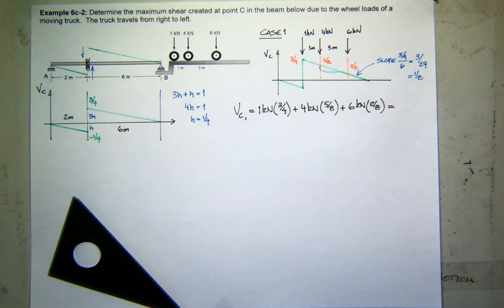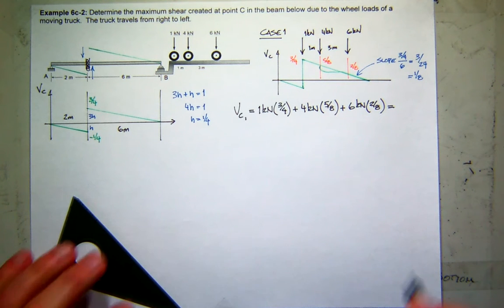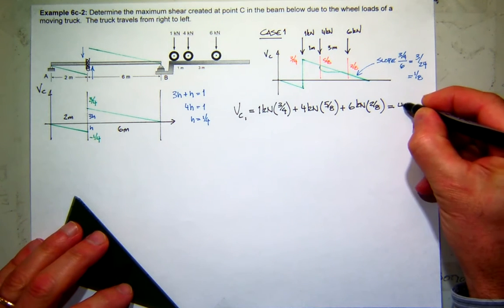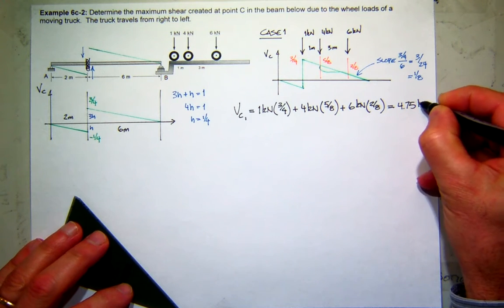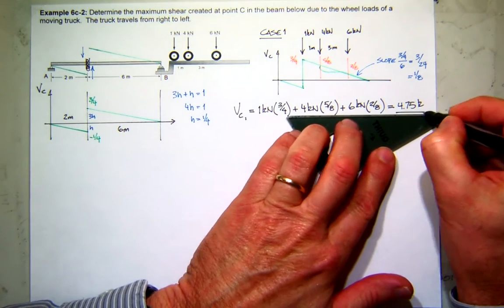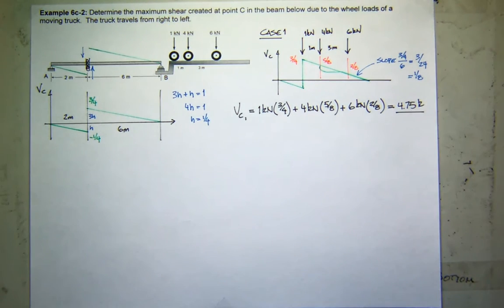$4.75. I'm just guessing. That's not right. What'd you say? I said 4.75. Is that what it is? That was an educated guess.